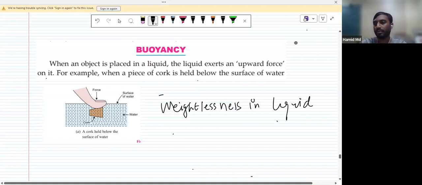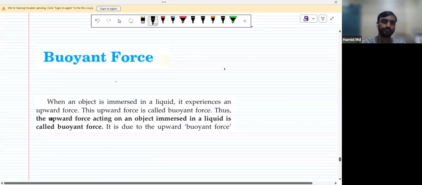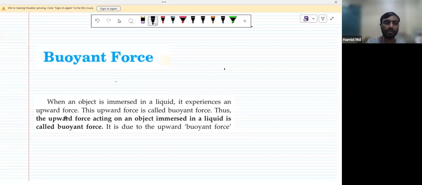Okay. So now move on to the further concept. Let's see what it is. Now it's time to define what buoyant force is. When an object is immersed in liquid, it experiences an upward force, as we know. This upward force is called buoyant force. The upward force acting on an object immersed in liquid is called the buoyant force. Okay, so now it's clear.